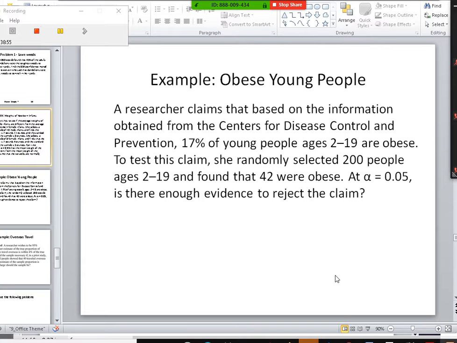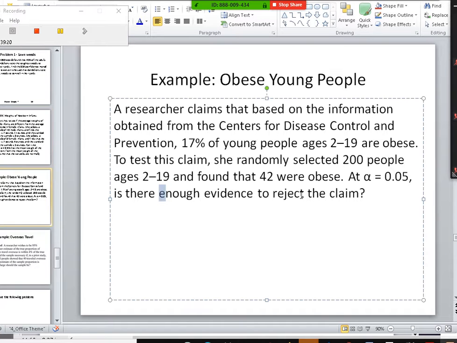This one, what do you guys think about this one? Is it a proportion or a mean? 17%, it's a mean, proportion, sorry. So it's Z. And again, no confidence interval or estimate, so this is going to be a hypothesis test. Evidence to reject the claim. It's a question.